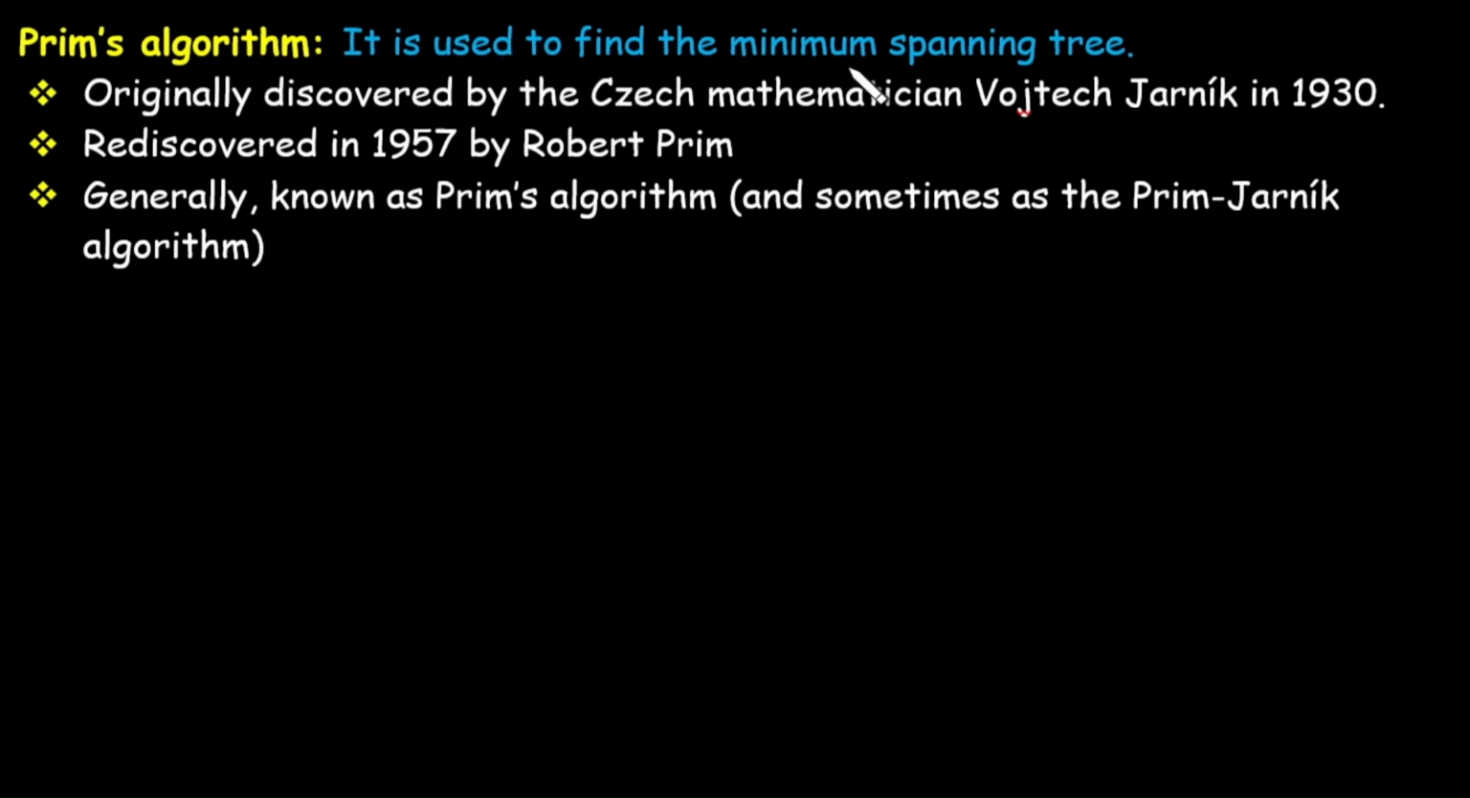It is used to find the minimum spanning tree. This algorithm was originally discovered in 1930 by the Czech mathematician Vojtěch Jarník, and it was rediscovered in 1957 by Robert Prim, due to which nowadays it is called Prim's algorithm and sometimes it is referred to as the Prim-Jarník algorithm. What to do in this algorithm?